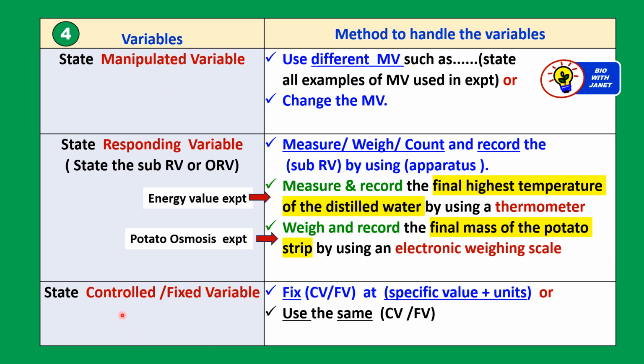Now, state the control or fixed variable. So the format used is to fix the control variable at a specific value plus units. For example, fix the concentration of the enzyme amylase solution at 1%. Or fix the volume of the distilled water that's used in the energy value experiment. Fix the volume of the distilled water at 20 ml. All right.